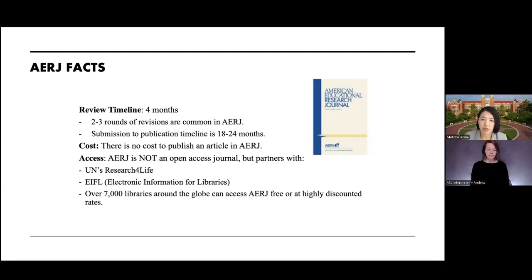And of course, in each round of revision, we do our best to return the revised manuscript to the same reviewer who reviewed the original manuscript, so the author will receive consistent feedback from the reviewers. And so the submission to publication timeline is 18 to 24 months, 1.5 years to 2 years. It is a long process, but considering that you will have to go through 2 to 3 rounds of revisions and each review timeline is 4 months, it will end up taking that long.